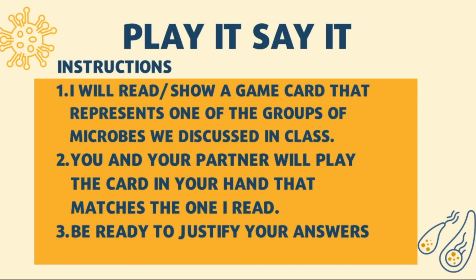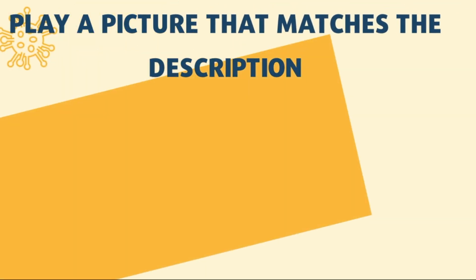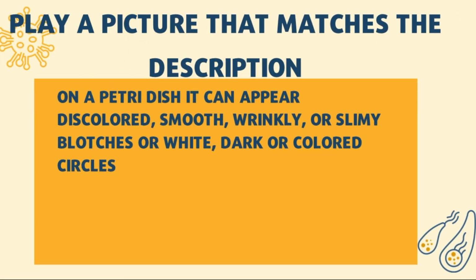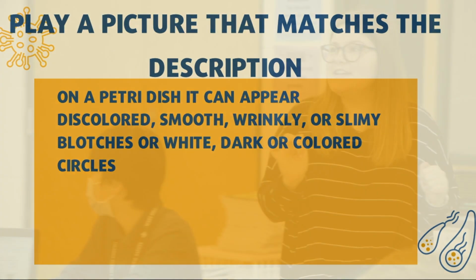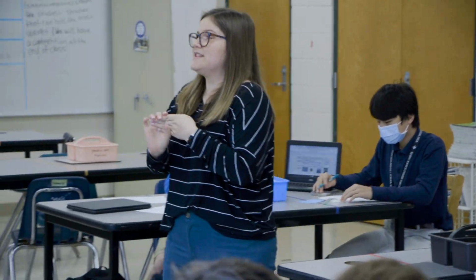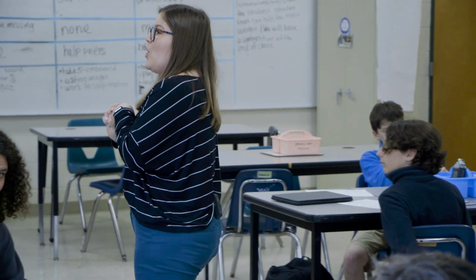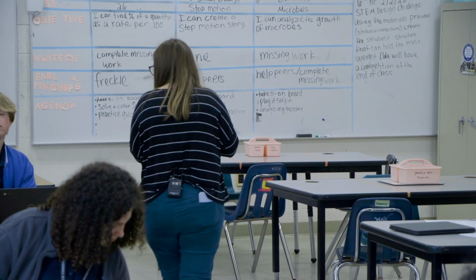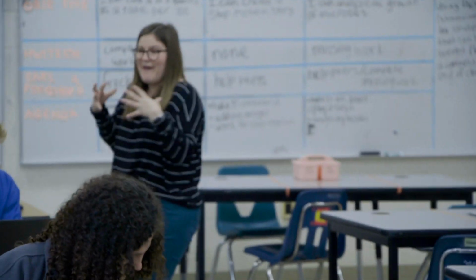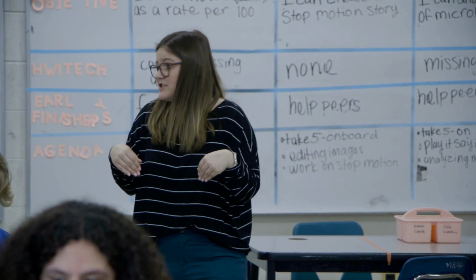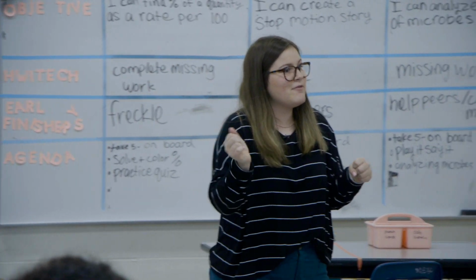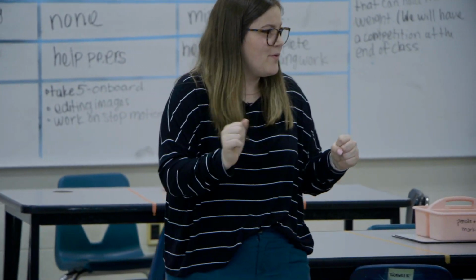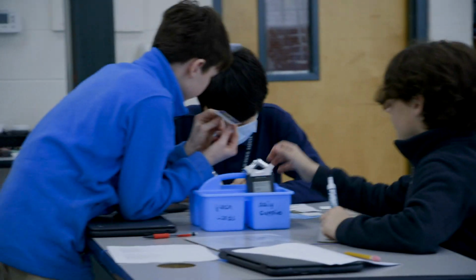So the first one is you're going to play a picture that matches the following description. On a petri dish, it can appear discolored, smooth, wrinkly, or slimy, blotches of white, or dark colored circles. So you've got to play me that picture that matches it. And remember, you can use your Seesaw as a guide and maybe write down your justification on your whiteboard so you're ready. Let me see it.